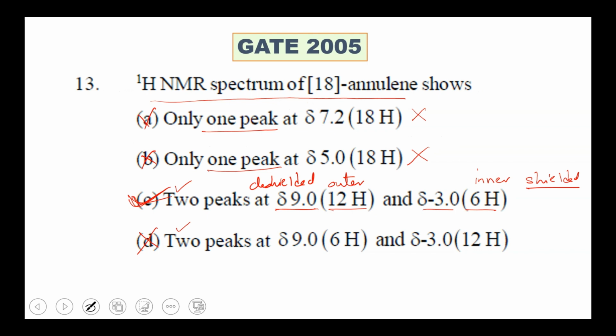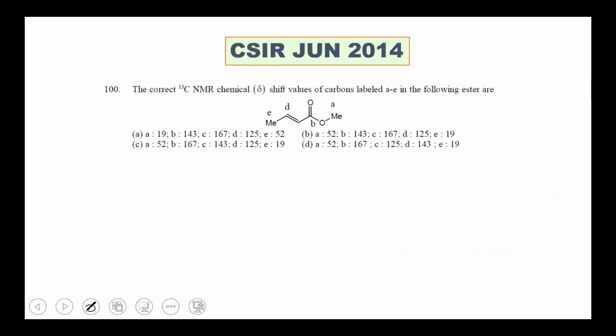Next question. The correct C13 NMR chemical shift values of the carbon labeled A to E.